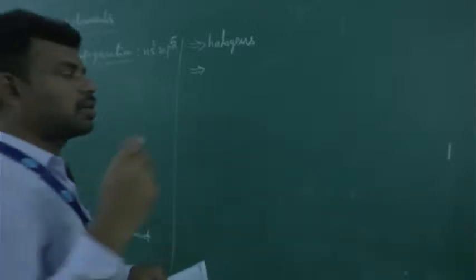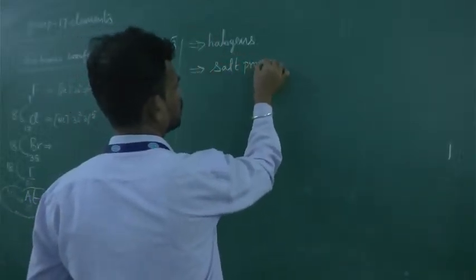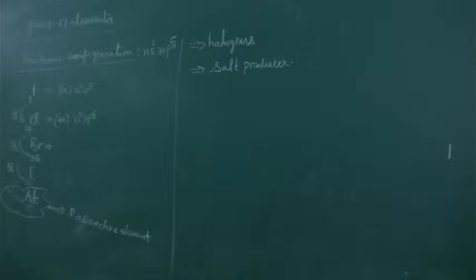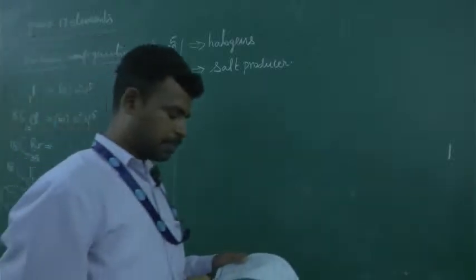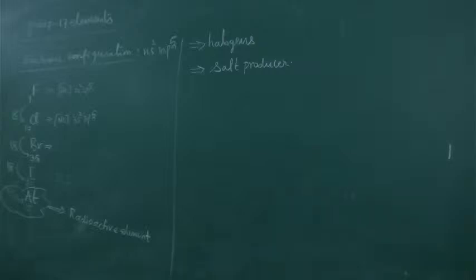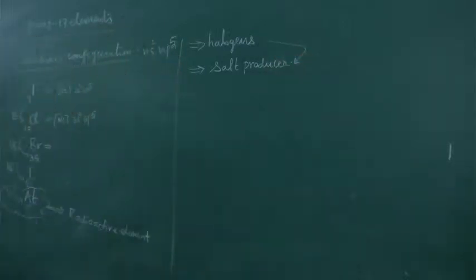Halogens are nothing but salt producers or salt forming elements. Halo means salt and gens means bond, from the Greek word. So halogens means salt producers or salt forming elements.